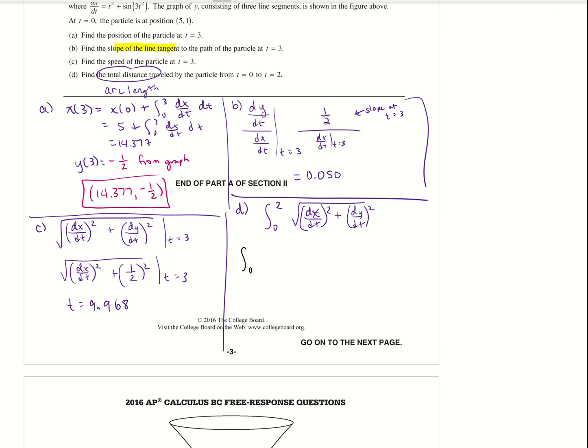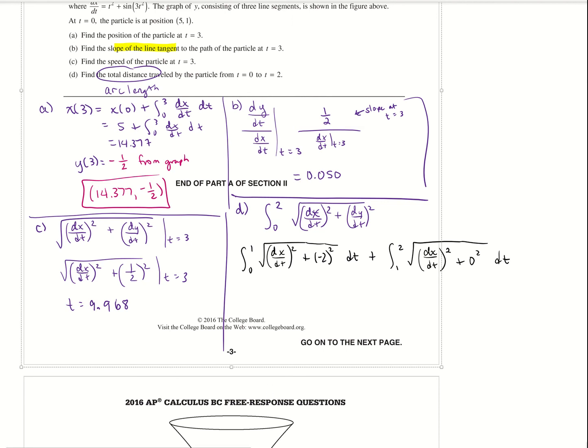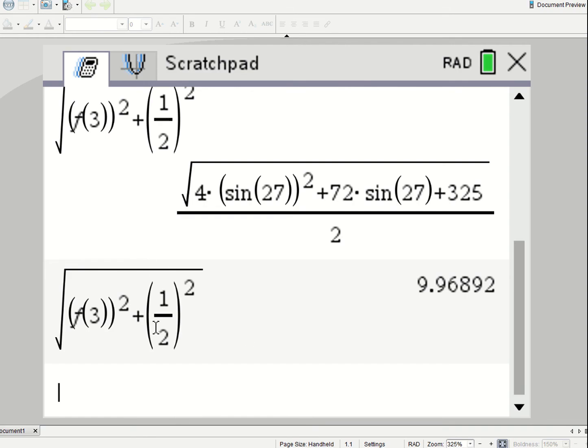My first integral would be from 0 to 1 of the square root of dx over dt, quantity squared, plus -2. I would put that negative there. I would not write that as a 4. I think it would be beneficial for the reader to know what you're using there. Plus the definite integral from 1 to 2 of the square root of dx over dt, quantity squared, plus a slope of 0 squared. And again, I would still write that because it is actually important for the reader to be able to see this.